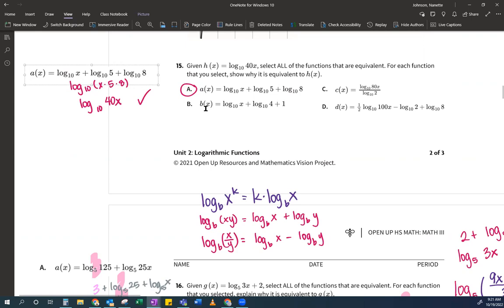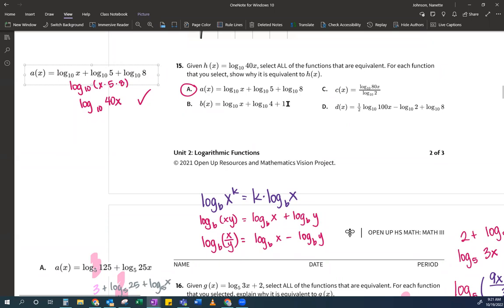Okay. The next one is B. And I'm just going to write it right here. It says log base 10 of x plus log base 10 of 4 plus 1. Huh. That 1 is very interesting because over here, if I look at this, these all had log base 10s. And Ms. Johnson, you told me the very first thing I should be doing is checking to make sure that all of them have the same base. But Ms. Johnson, this one does not have a log and it doesn't have a base 10. So what am I going to do with this?